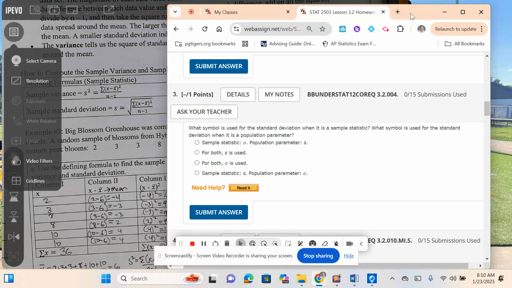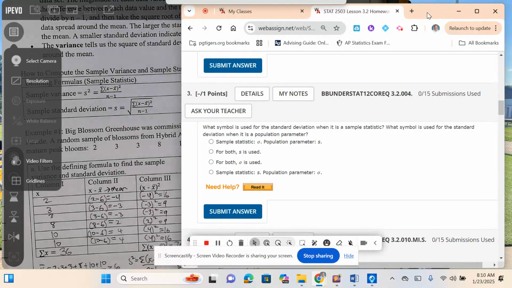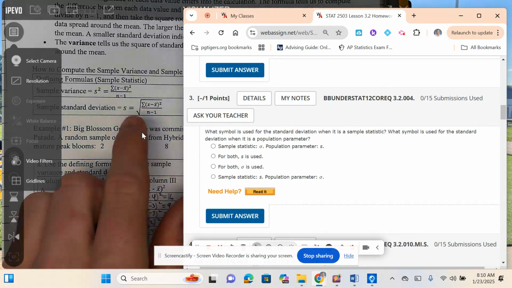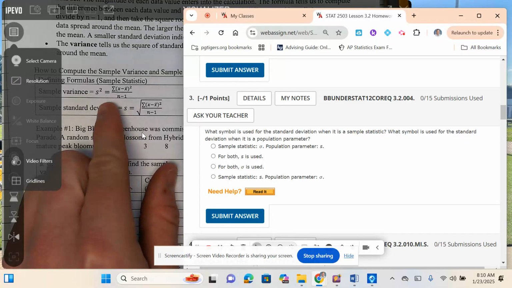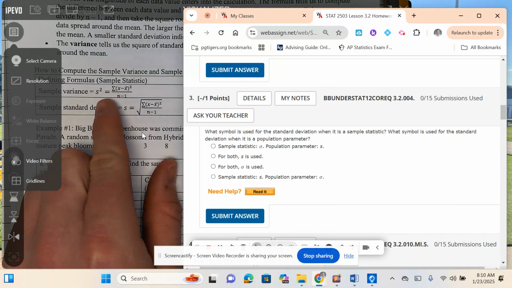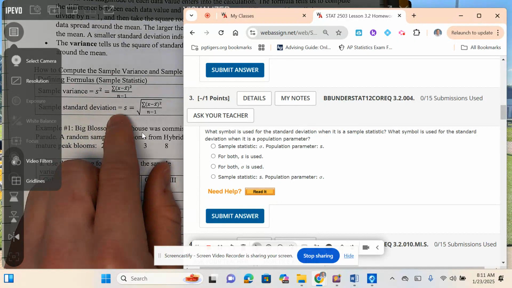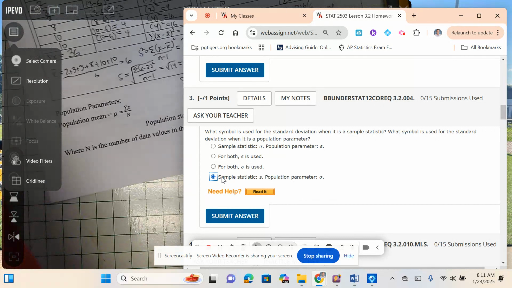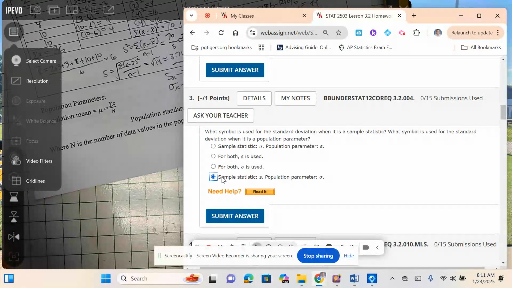What symbol is used for the standard deviation when it's a sample statistic? What's used for it when it's a population parameter? So when it's a sample statistic, it looks like we're asking for the standard deviation. So the standard deviation when it's a sample statistic, we call it S. But when it's a population parameter, it was sigma.